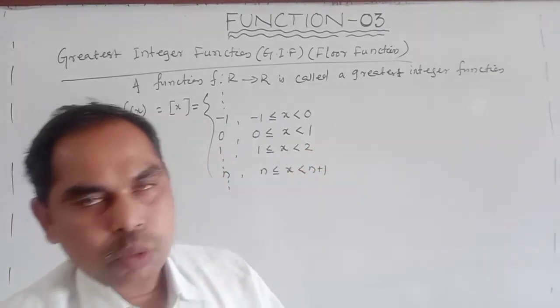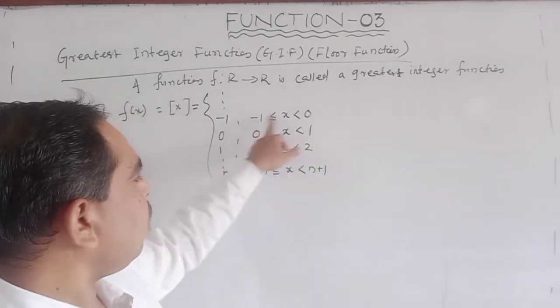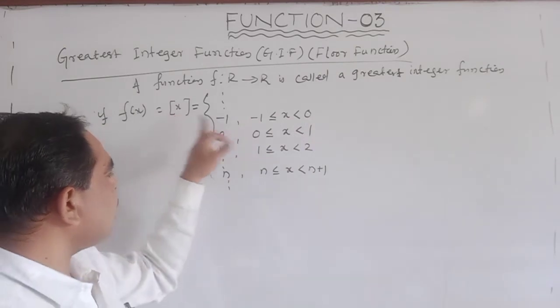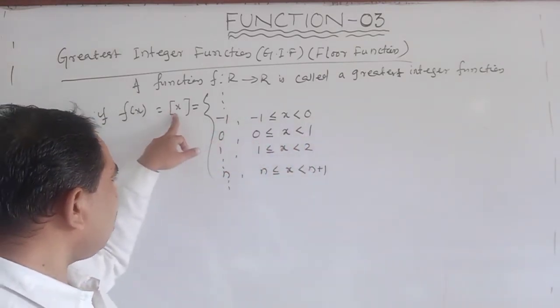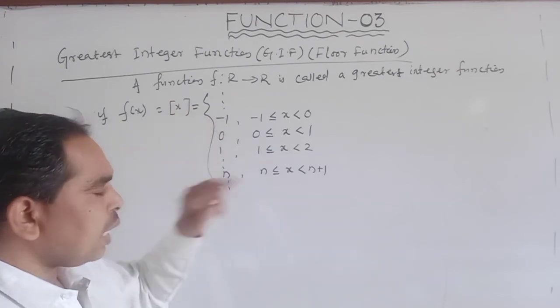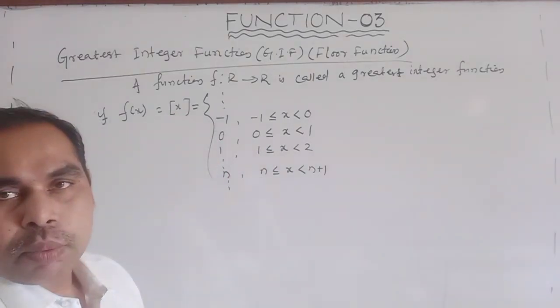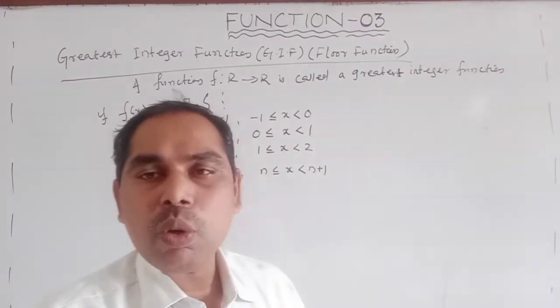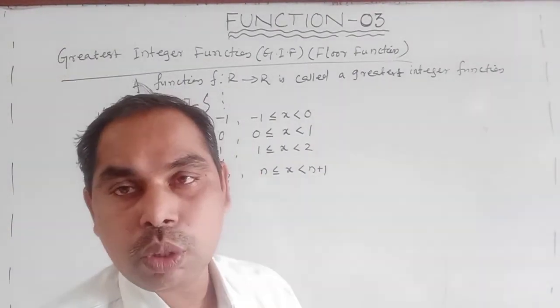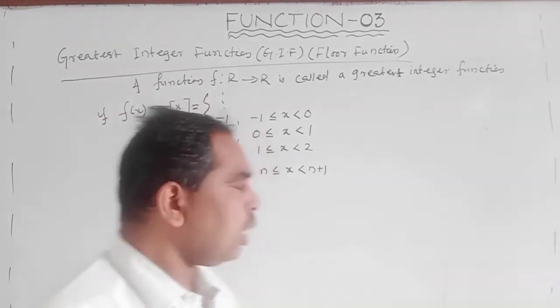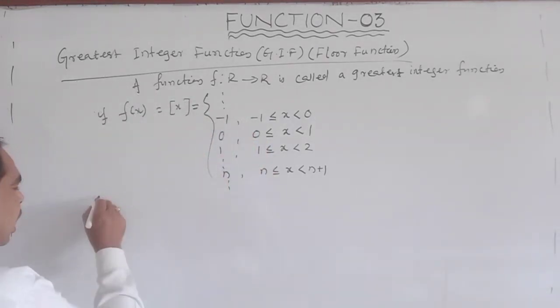Okay, so when x lies between -1 and 0, the square bracket of x is -1. When x lies between 0 and 1, the square bracket of x is equal to 0. When x lies between 1 and 2, meaning between two consecutive integers, then we choose the lower one. We choose only the lower one. Okay, so let us see examples.